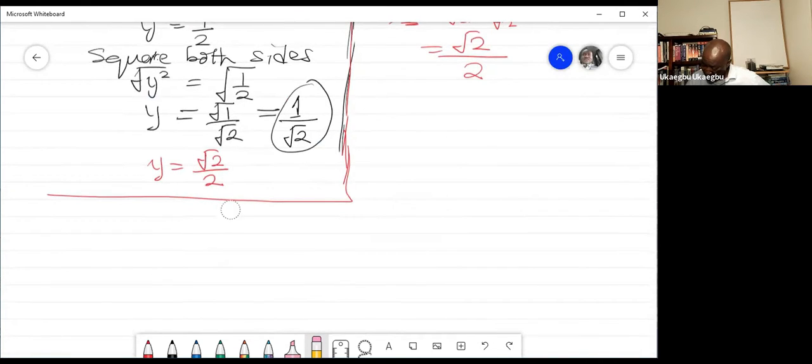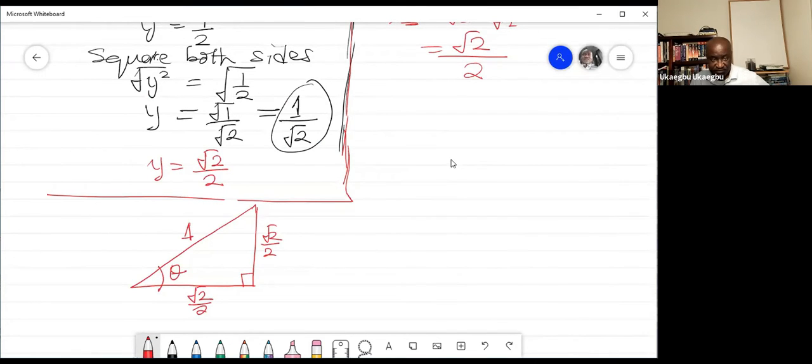Let's redraw the triangle. 90-degree, y-axis √2/2, x-axis √2/2. This other side is 1, and the angle here is theta.